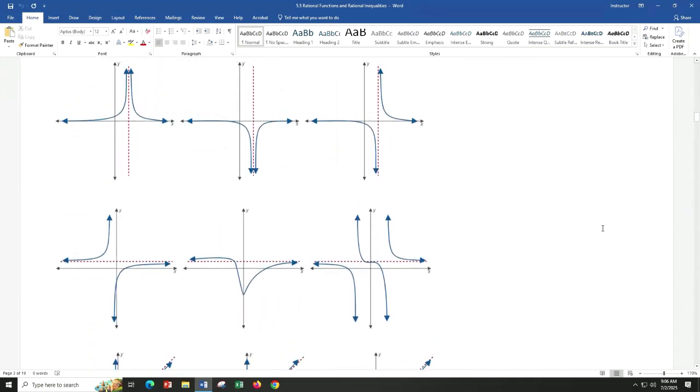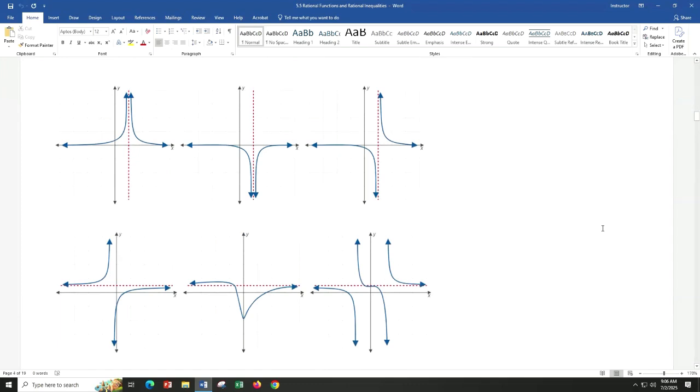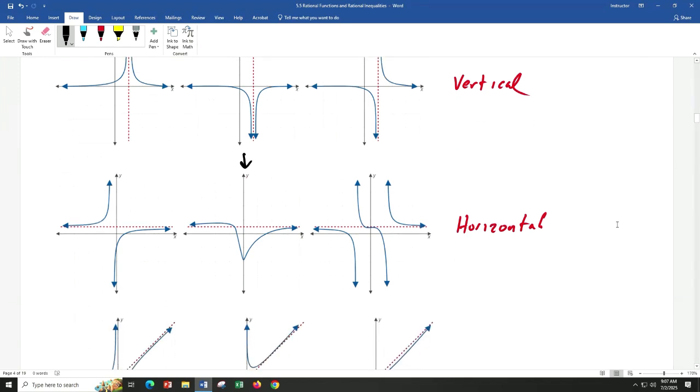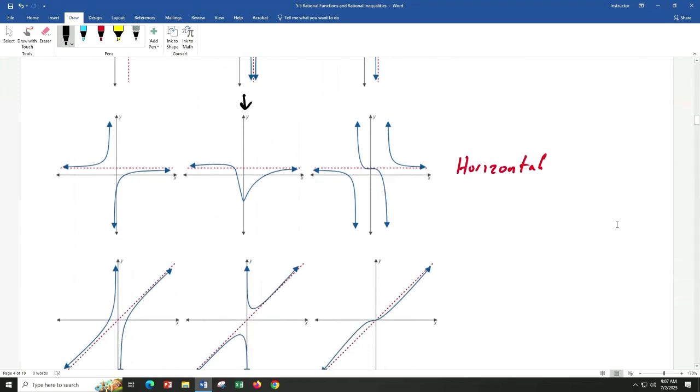And then here are your different types. You have a vertical. You have horizontal. Notice what I've been talking about right here. Look at that one. Doesn't it cross that red line? But what does it do right after it crosses it? It starts to tend toward that line again, doesn't it?